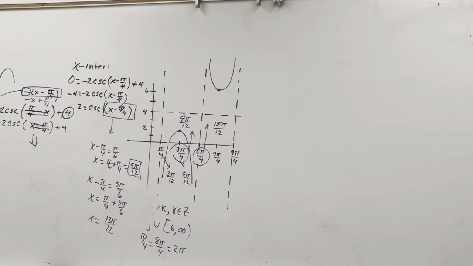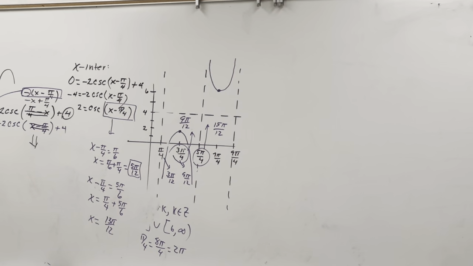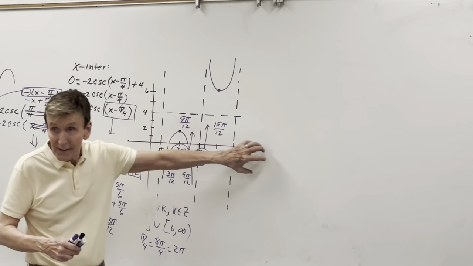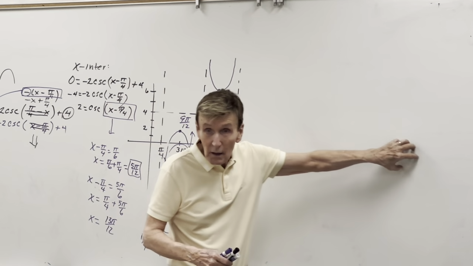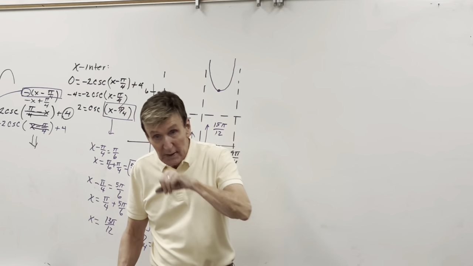Bill, are there other x-intercepts on this graph besides the two I found? On this one cycle, no. But if I should list all of them, aren't there some more if I draw more cycles, more x-intercepts coming up down here? And I just asked for the two here on the principal graph.